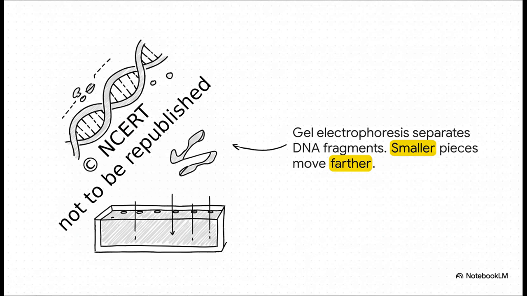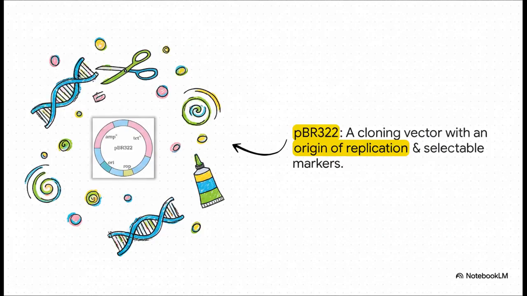But here's the trick. The smaller the piece, the faster and farther it runs, so we can see the bands and just cut out the one we need. Now we need to get our gene into the factory, our host cell. And for that, we need our delivery agent, the vector.